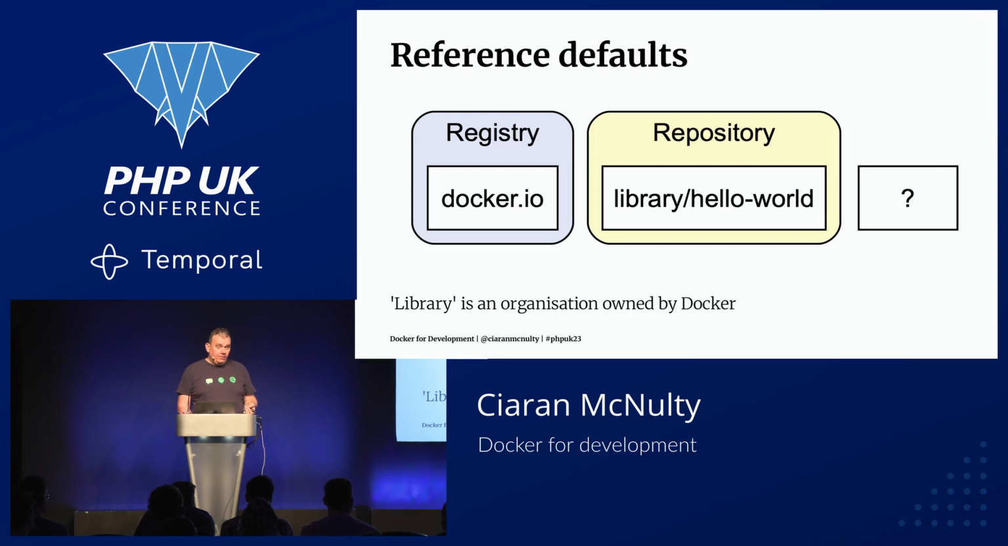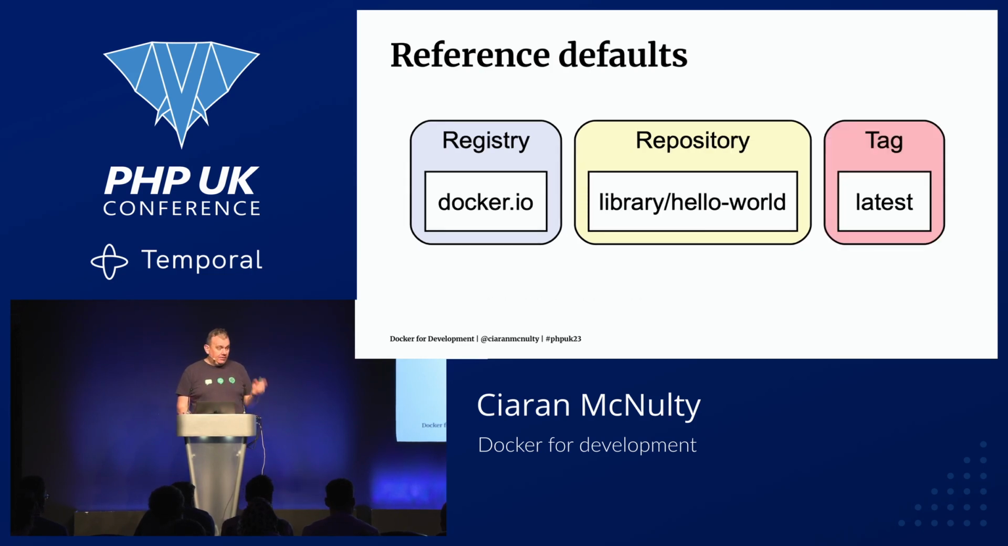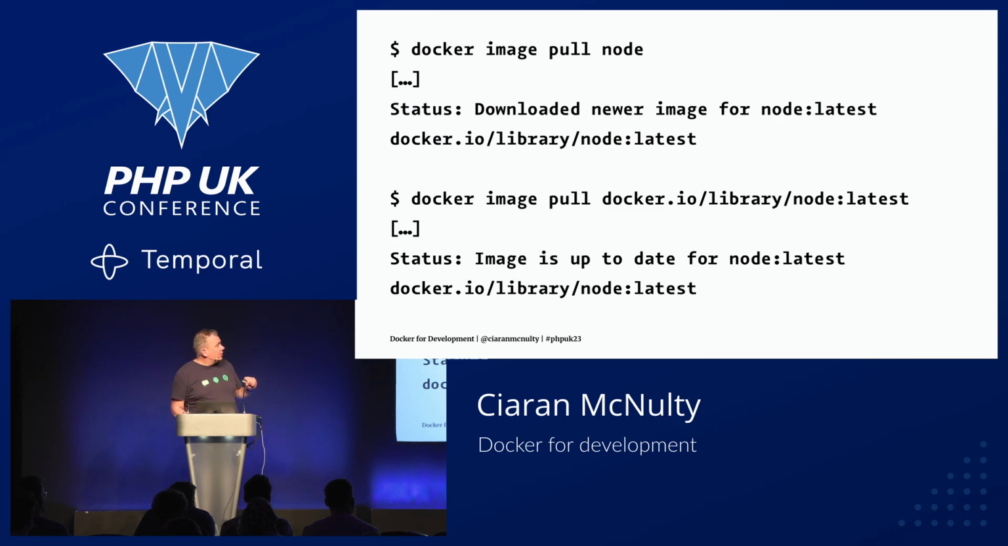The repository, if it's a single element name, gets prefixed with library. Library is an organization on Docker Hub owned by Docker. And the default tag is latest. Latest just means the user didn't specify a tag. It's just a default value. And you can see this. If I pull node, it tells me it's downloading docker.io/library/node:latest. I can explicitly pull the long version. It's the same thing as far as the tooling is concerned.